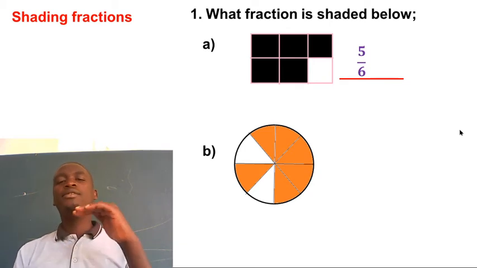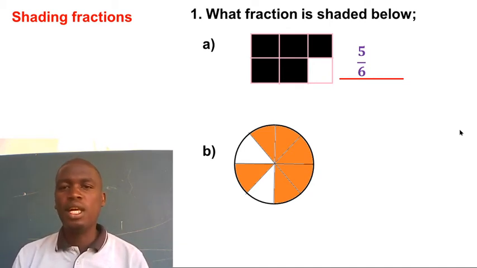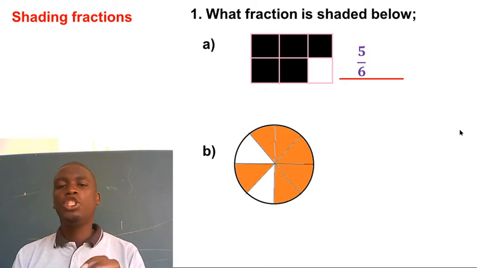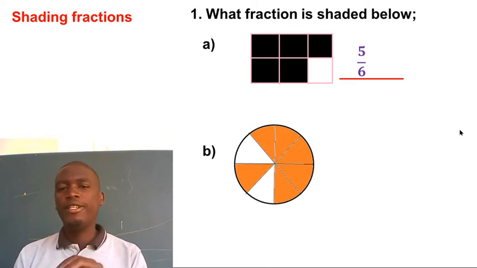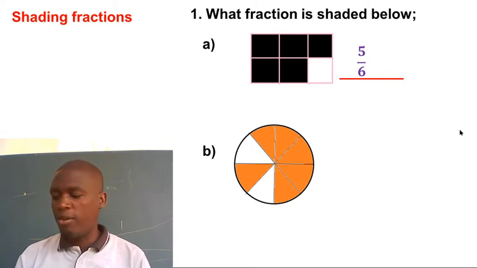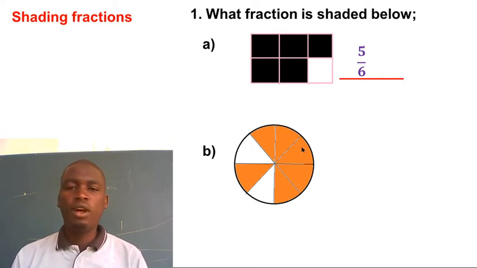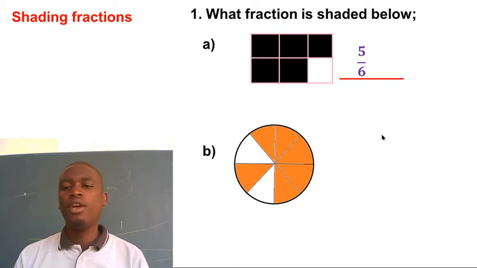If A is 5 out of 6, you can see that the darker color has been shaded inside, or painted. We have 5 out of 6. What about the next? How many parts do we have there? Take a look at this. We have 1, 2, 3, 4, 5, 6, 7, 8. We have 8 parts.